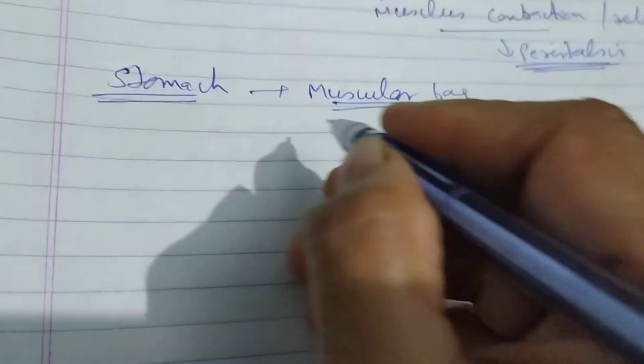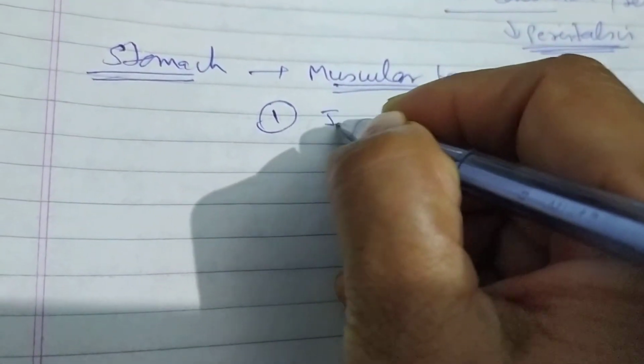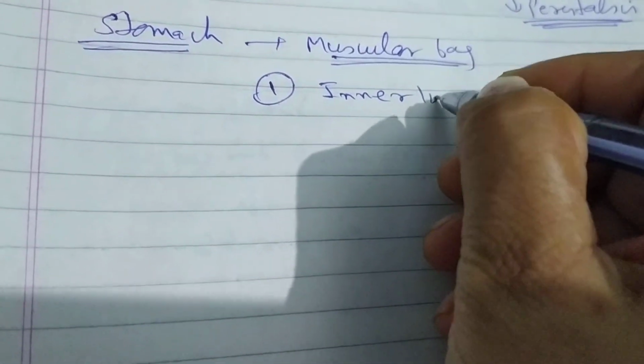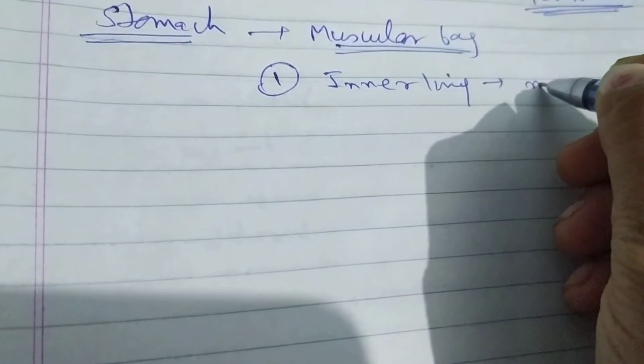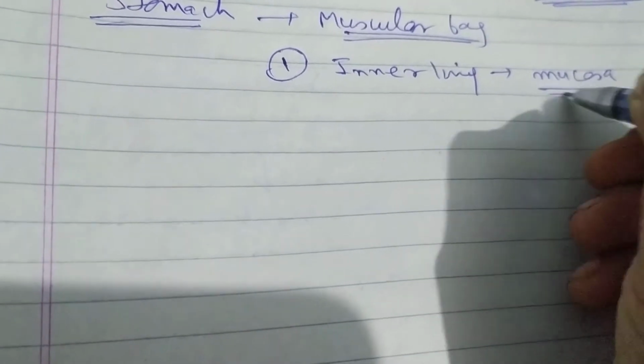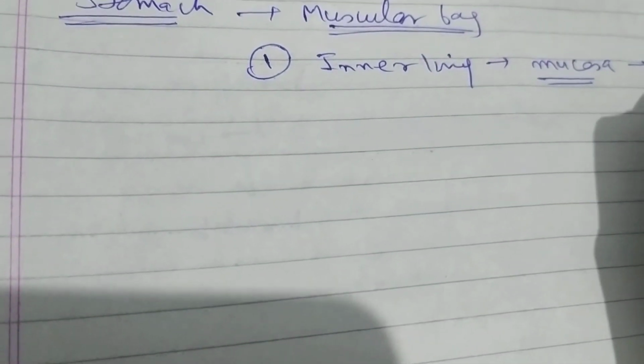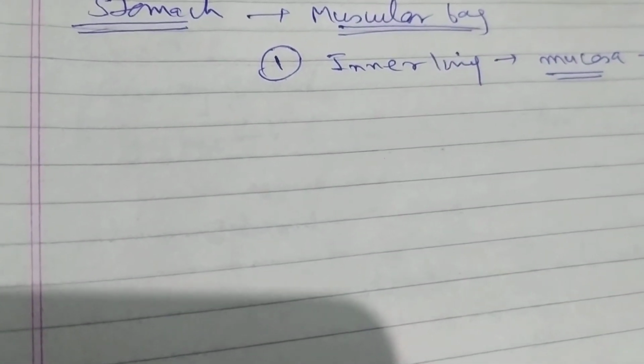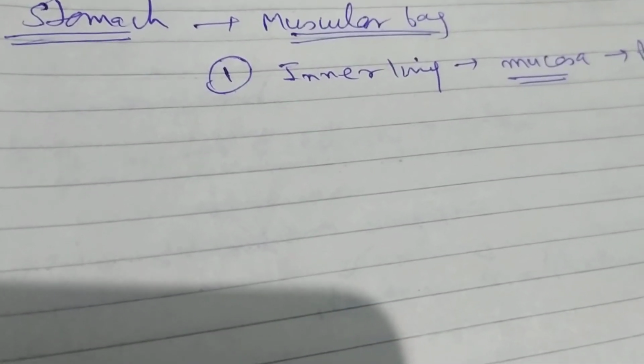Now the stomach. It's a muscular bag, which only stores the food. It has basically 3 things. It has an inner lining, called mucosa. What is its function? It protects from the acidic effect of the acid present in our stomach.